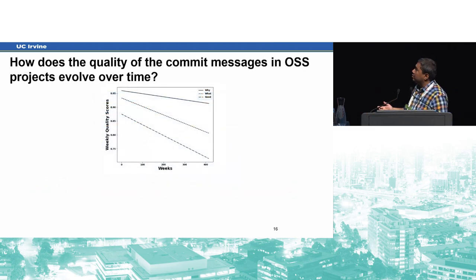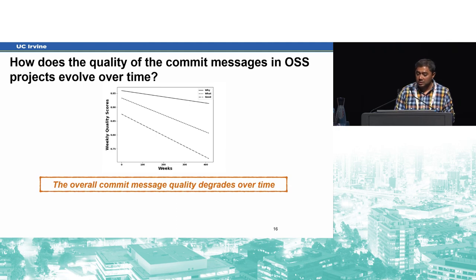And then the next question was, how does the quality of commit messages evolve over time? This is the graph showing that we went up to 400 weeks because that was the median length of the projects that we were analyzing. As you can see here, the lines for both what and why and even overall quality are degrading. So what that means is that in the projects we analyzed, the overall commit message quality is degrading over time.